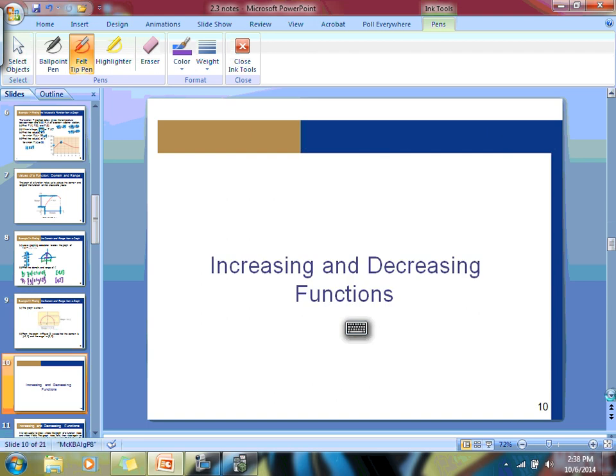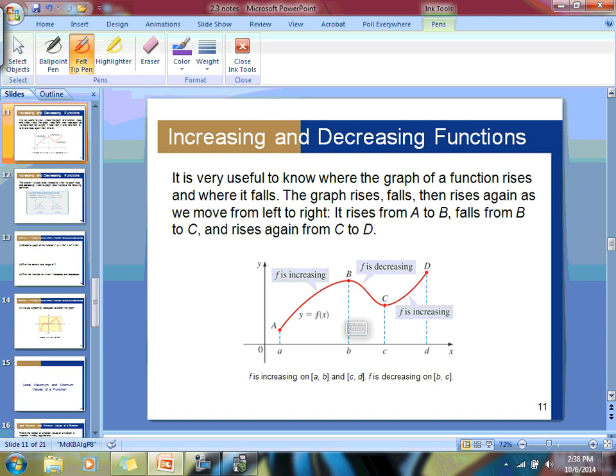Now when functions increase and decrease, hopefully you know that when a function is increasing, it's rising, and when it's decreasing, it's falling. So you can see in this picture here, the line rises as it goes from A to B, and then it starts to fall as it goes from B to C, and then it rises again from C to D. So we have an increasing function, and then a decreasing function, and then it increases again at the end.